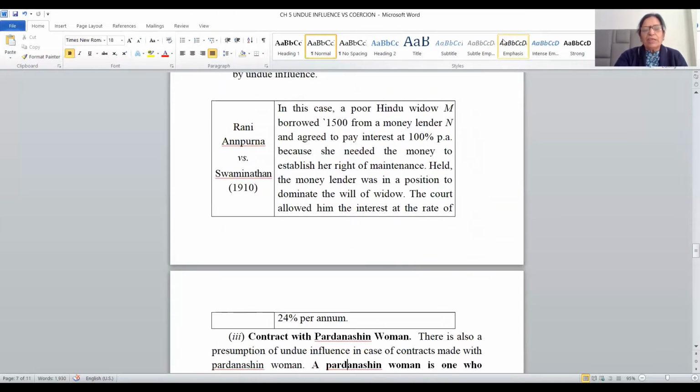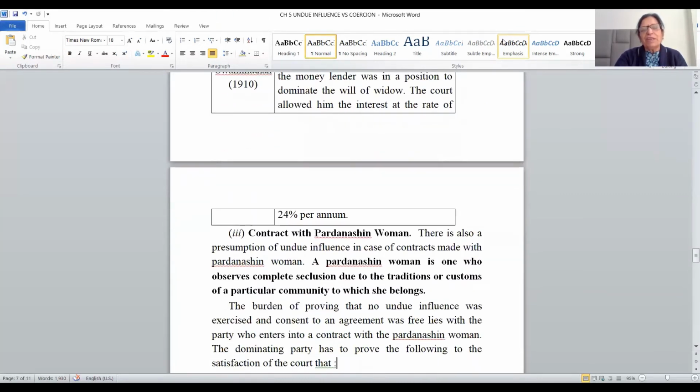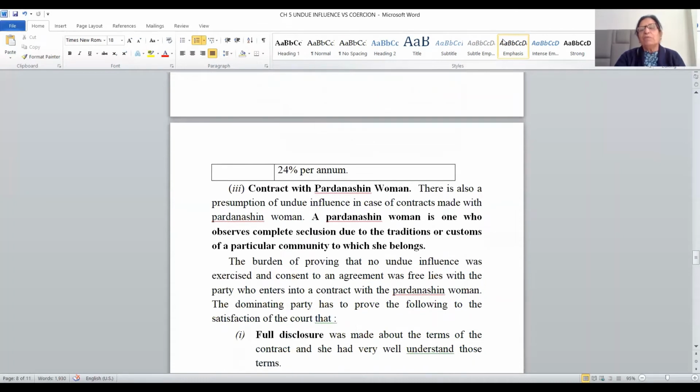Then the next point is contract made with the Padhanashin woman. Now the question arises, friends, what is the meaning of the term Padhanashin woman? A Padhanashin woman is one who observes complete seclusion due to traditions or customs of a particular community to which she belongs. So the burden of proving that no undue influence was exercised and consent to an agreement was free lies with the party who enters into a contract with the Padhanashin woman.